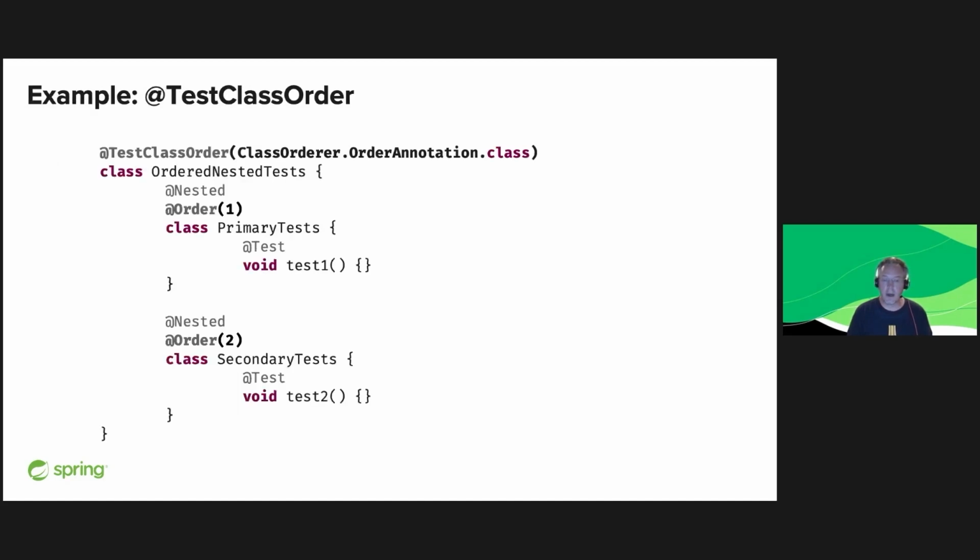So let's take a look at an example here. Here we have @TestClassOrder on this top level class, OrderedNestedTests. This may have some test methods in it as well. We see it has 2 nested test classes, and we're specifying the class order annotation. So we want these nested test classes to be executed in the order defined in the @Order annotation. So here we have @Order(1) and @Order(2), and that guarantees that the primary tests, all of them, will be run before the secondary tests.